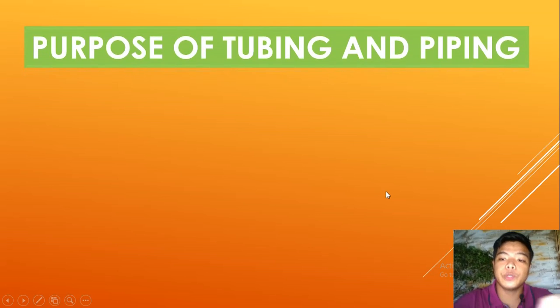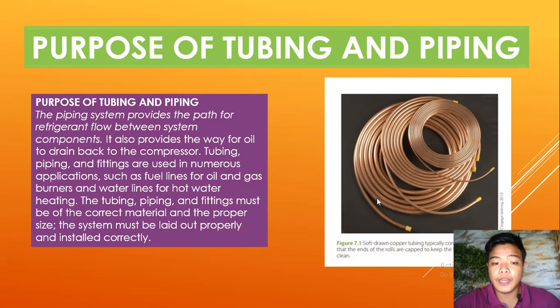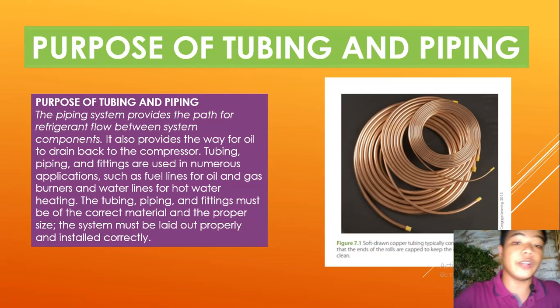So what is the purpose of tubing and piping? The purpose of tubing and piping is to provide the path for refrigerant flow between system components. It also provides the way for oil to drain back to the compressor. Tubing, piping, and fittings are used in numerous applications such as fuel lines for oil and gas burners, and water lines for hot water heating. So the tubing, piping, and fitting must be of the correct material and the proper size. The system must be laid out properly and installed correctly.